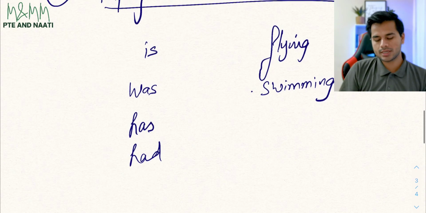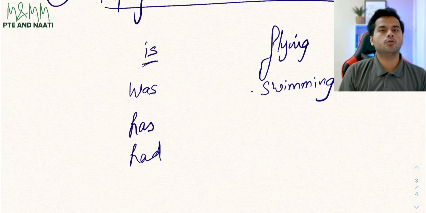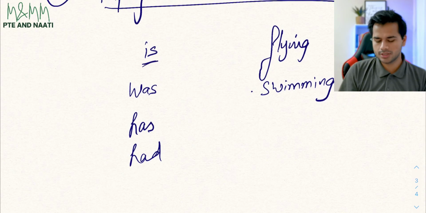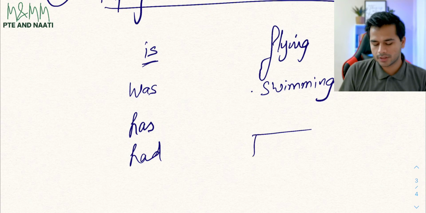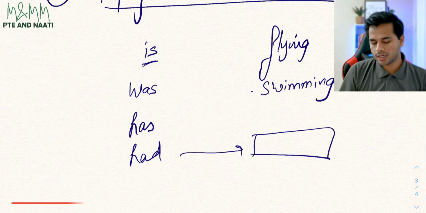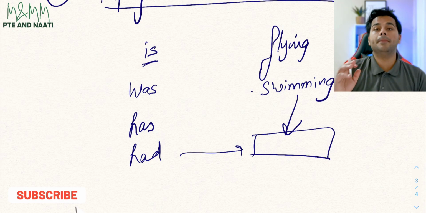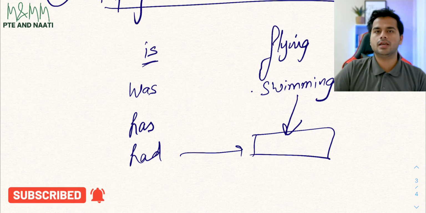So the rule says, if you see is, am, are, was, were, has, have, had, these kind of words, and if there is a blank after them, it straight away is going to be a main verb after that. It can't be anything else. A helping verb is always followed by a main verb.